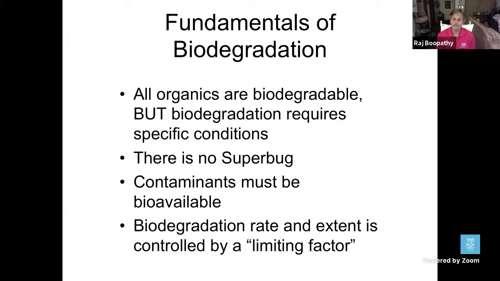All compounds eventually will biodegrade, but it takes time for bacteria to evolve enzymes. It also needs specific conditions, such as nutrient availability and whatever is lacking inside. Again, the important part is the contaminant should be bioavailable. If it is not bioavailable, the bacteria are not going to degrade this compound. And then you need to look for the limiting factors, mostly oxygen, nitrogen, phosphorus. Those are some of the limiting factors in the contaminated site.